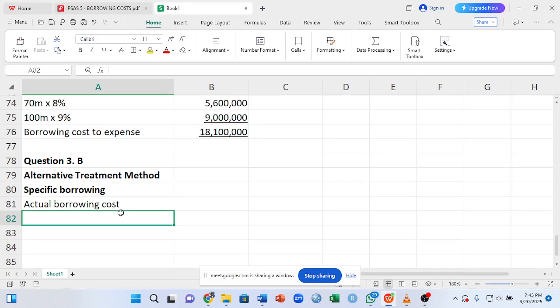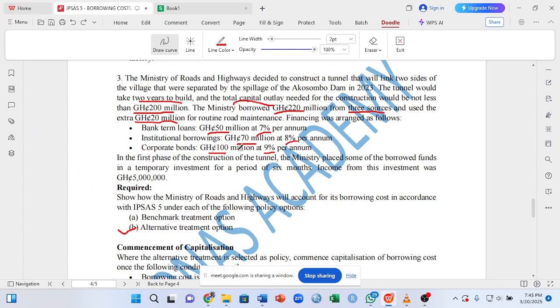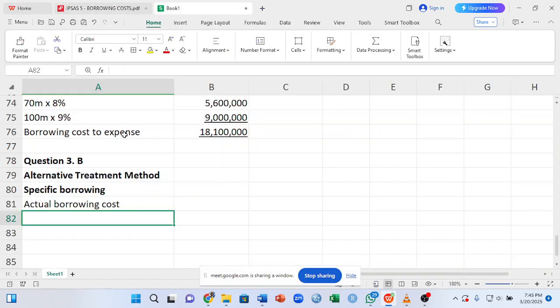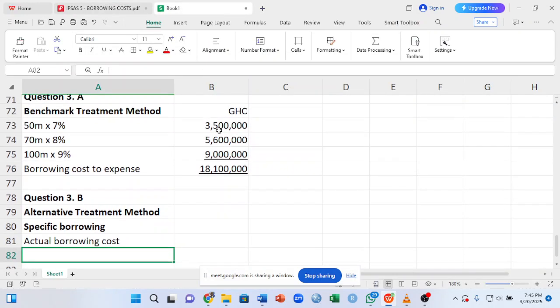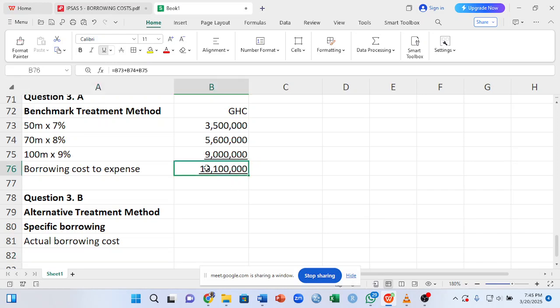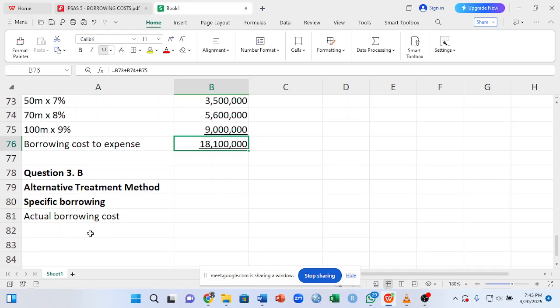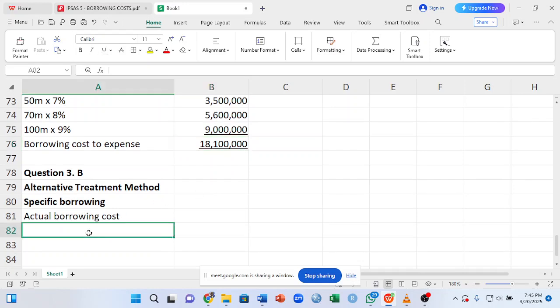The actual borrowing cost should be devoid of the one that relates to the routine road maintenance. So bear in mind the total borrowing cost. You have already done the calculation here, so I don't want to recalculate again. It's 18.1 million. Kindly mute yourself.